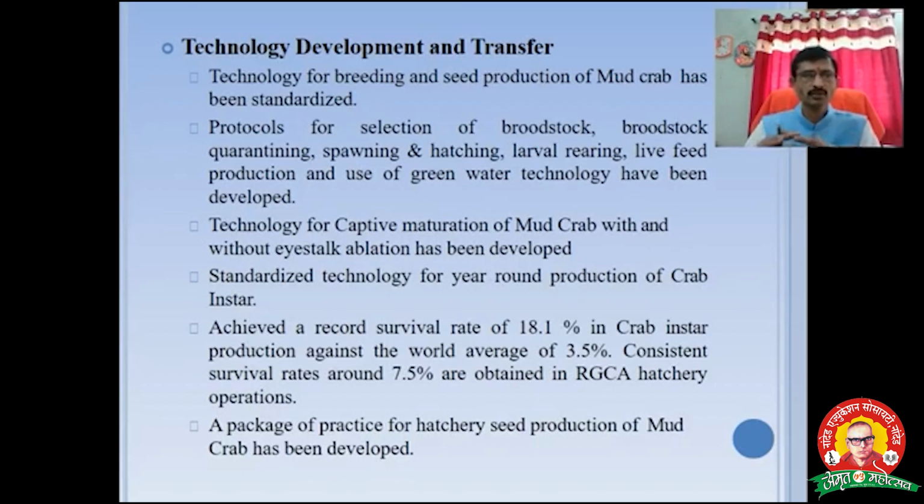Then about the technology, development and transport. Technology for breeding is the most important thing. Production of mud crab has been standardized. Production and technology is most important. Then the technology for captive maturation of mud crab with and without eyestalk ablation has been developed. Standardization of technology for year-round production of crab. Then next, a package of practice for hatchery seed production of mud crabs has also been developed. All this technology is very important for the culture of crab.